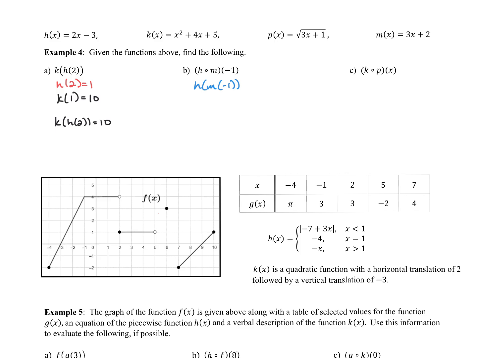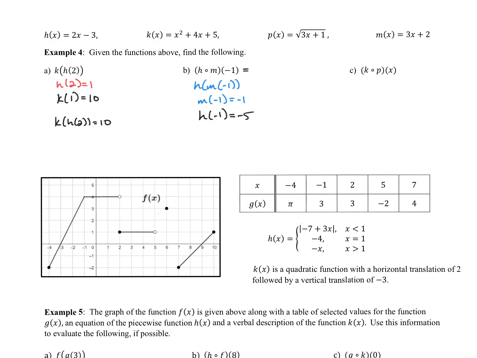All right, and so the first thing I need to do is find m of what? Negative 1. So I first need to find m of negative 1. And so I substitute in negative 1 right there. And so we'd end up with how much? -1. How about that? And so m of -1 is -1. So now I need to find h of -1. And so now I substitute in -1 into h. So now I'd end up with how much? -5.